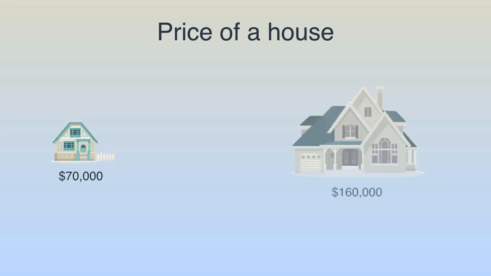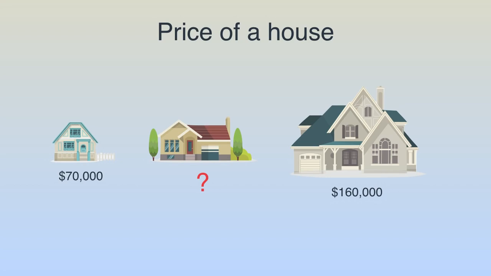So let's go to the first example. Let's say we're studying the housing market and our task is to predict the price of a house given its size. So we have a small house that costs $70,000. We have a big house that costs $160,000. And we'd like to estimate the price of this medium-sized house here. So how do we do it?